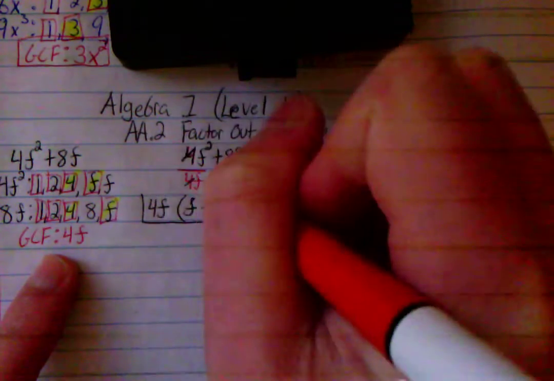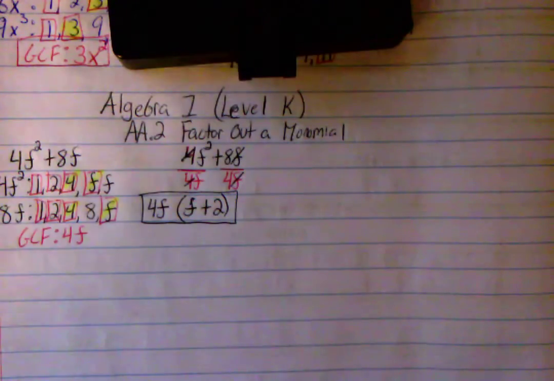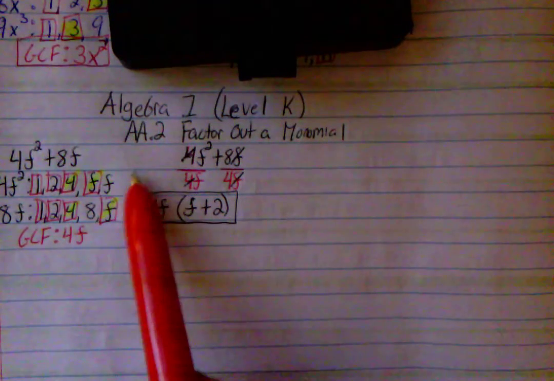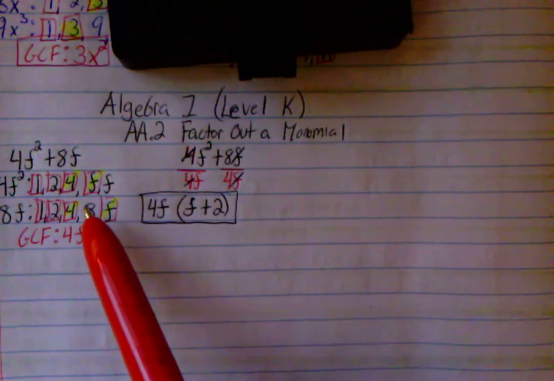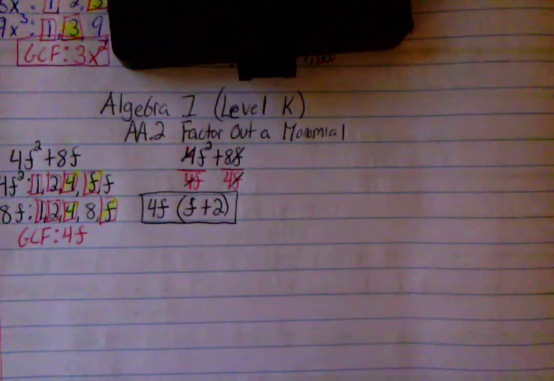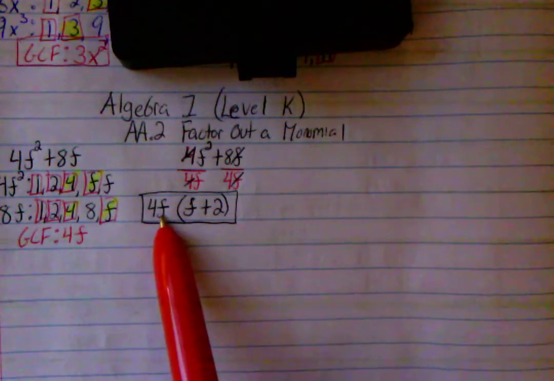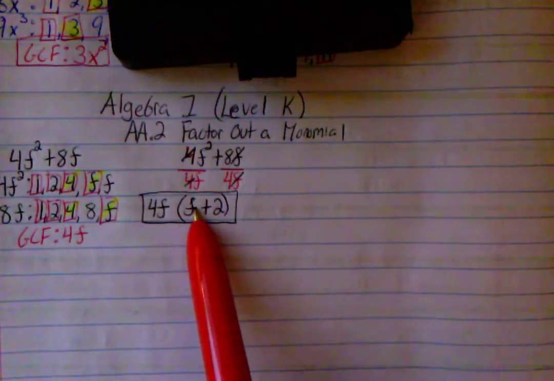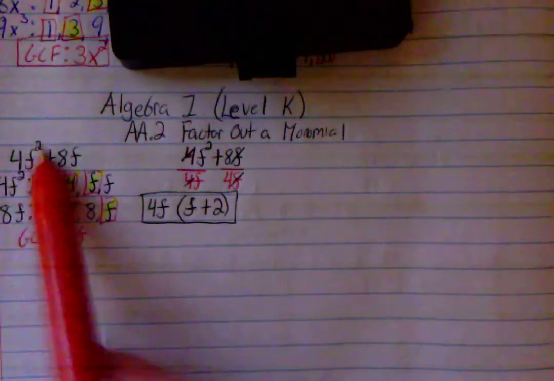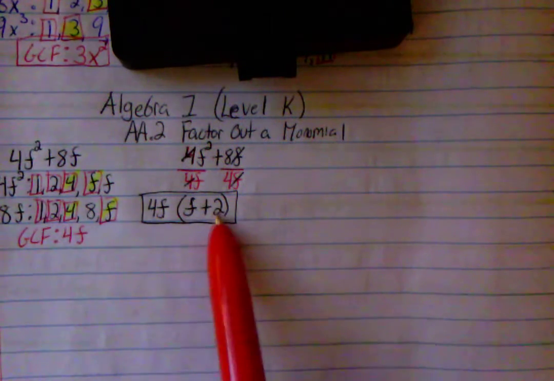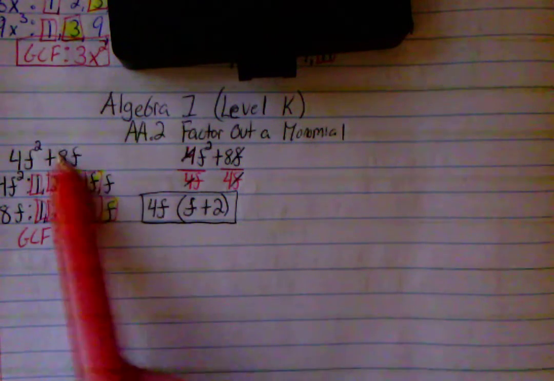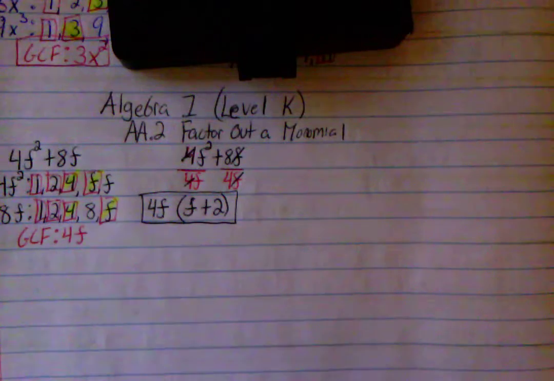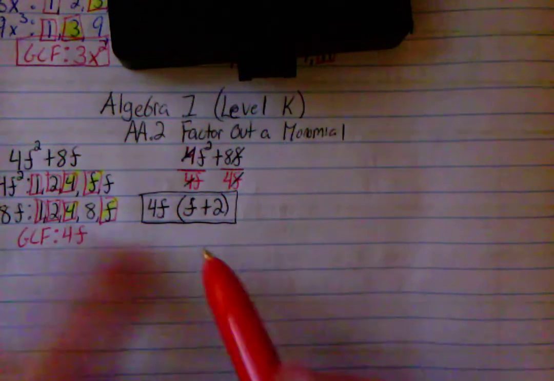I need to include the GCF on the outside. Why do I need to do that? Well, think of factoring as the opposite of distribution. If I were to distribute 4f times f, I would get 4f squared, which is our original. And if I did 4f times positive 2, I'd get a positive 8f. That confirms that my answer is correct.